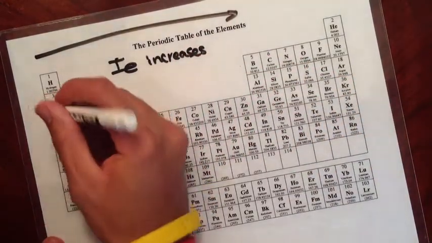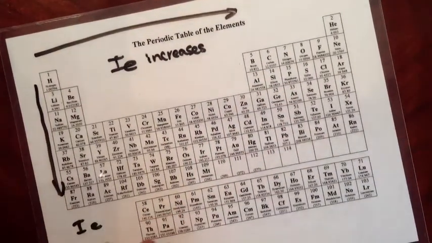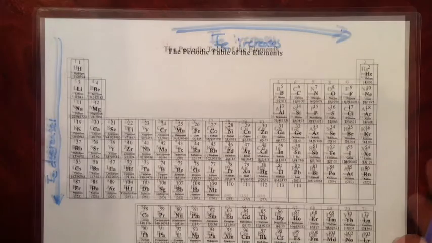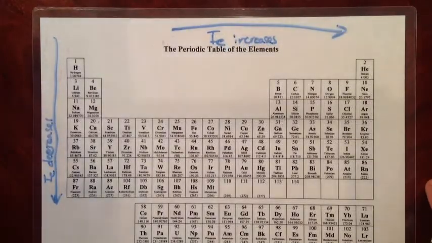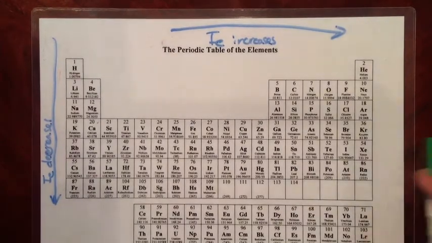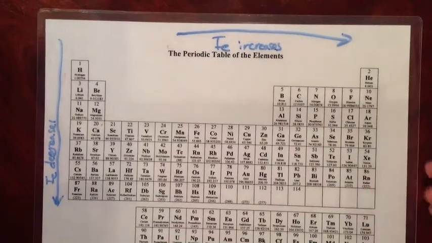As you go across the row from left to right, the ionization energy increases, and as you go down a column, the ionization energy decreases. Why ionization energy decreases as we go down the periodic table is because electrons are further from the nucleus and therefore are easier to remove. Why ionization energy increases as we go from left to right is because as we move across a period, the atomic radius decreases, which makes the atom smaller.